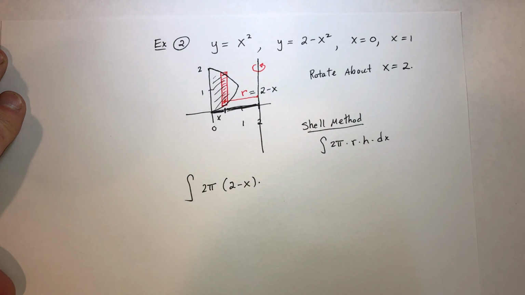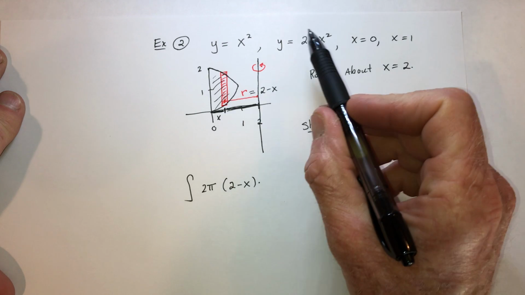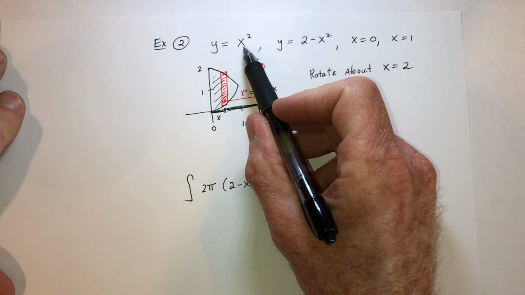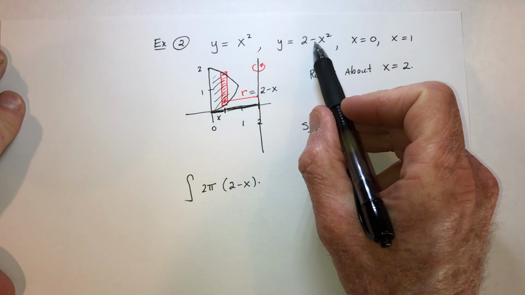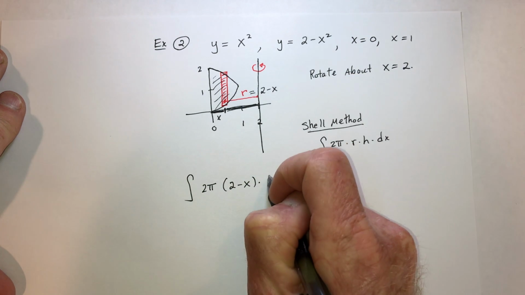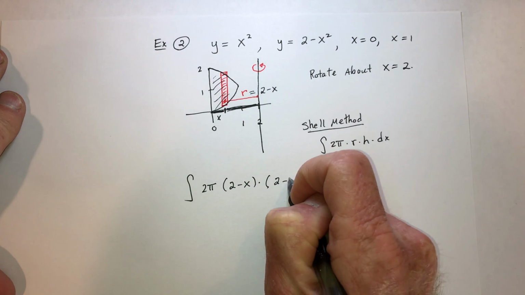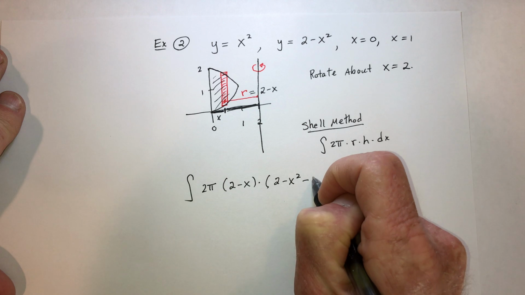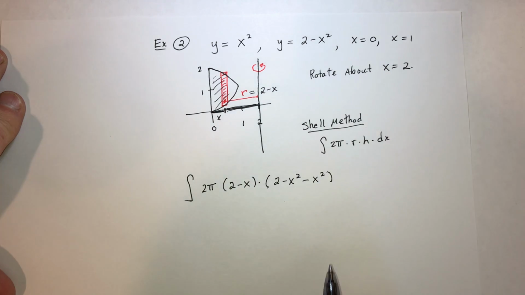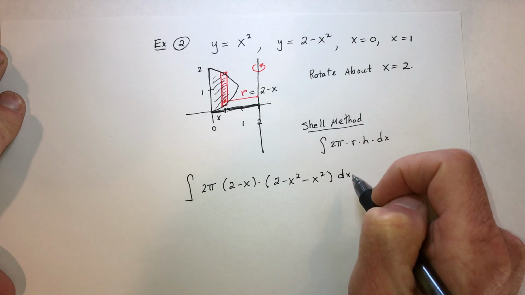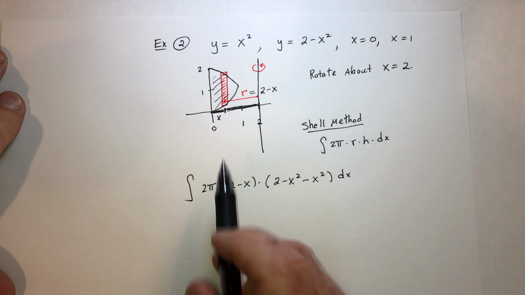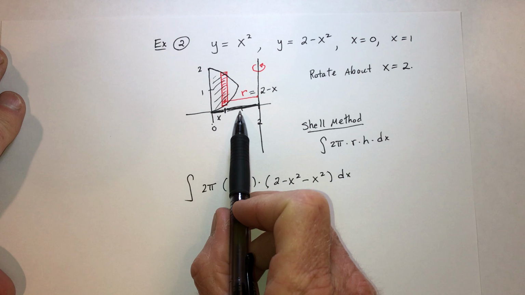And then for the height, well, the height is actually going from this parabola to this parabola. So you need to take the top one minus the bottom one. So the top one is 2 minus x squared, and then minus the bottom one is x squared, and then that's the height. And then dx. And x in this case is going from 0 to 1.